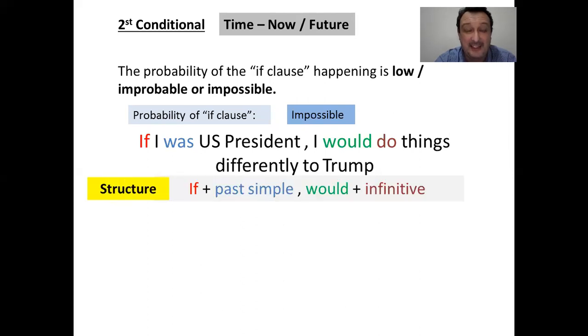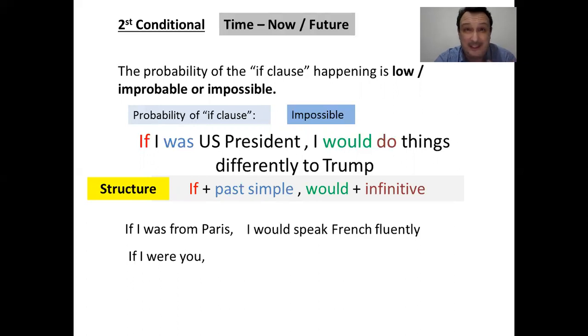Again, the structure is the same. If, past simple, would in the infinitive. Let's look at some more examples. If I was from Paris, I'm not from Paris, it's impossible, I would speak French fluently. If I were you, it's not possible for me to be you, it's impossible. However, if I were you, I would get a haircut.